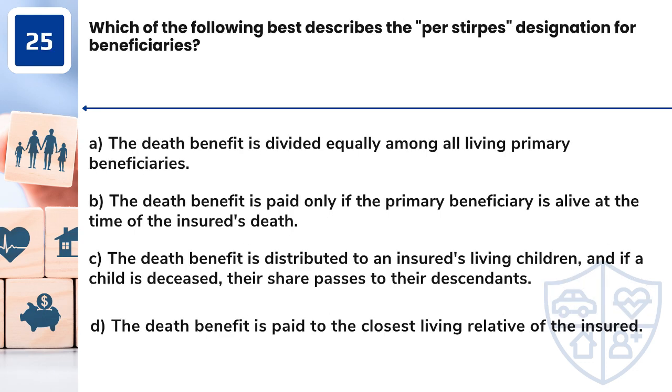Question 25. Which of the following best describes the per stirpes designation for beneficiaries? A. The death benefit is divided equally among all living primary beneficiaries. B. The death benefit is paid only if the primary beneficiary is alive at the time of the insured's death. C. The death benefit is distributed to an insured's living children, and if a child is deceased, their share passes to their descendants. D. The death benefit is paid to the closest living relative of the insured.